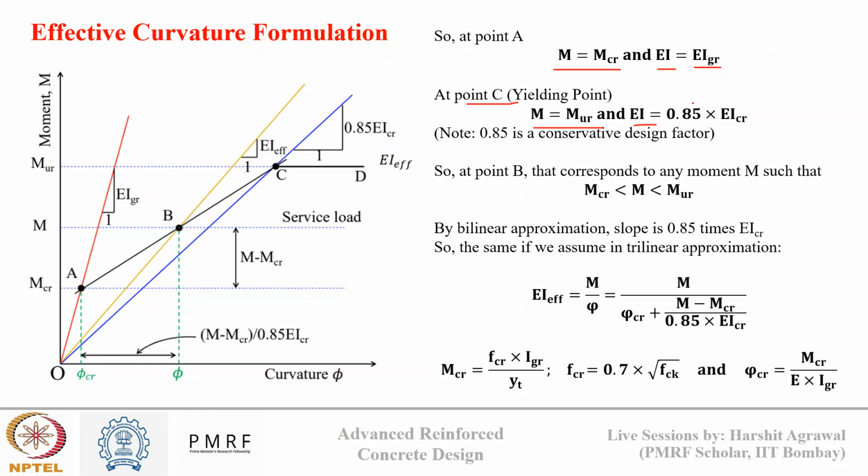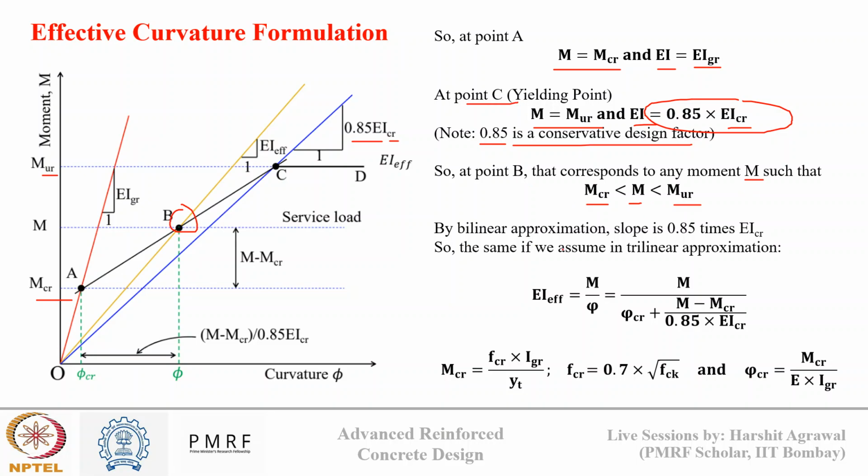So EI effective is like 85% of cracked section EI. At this point, I effective is 0.85 ICR. So why this 0.85? It is just a conservative design factor that is taken into consideration. So for any point B between MUR and MCR, the moment M will be greater than MCR and M is less than MUR.